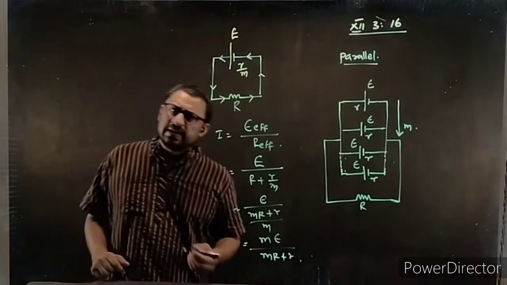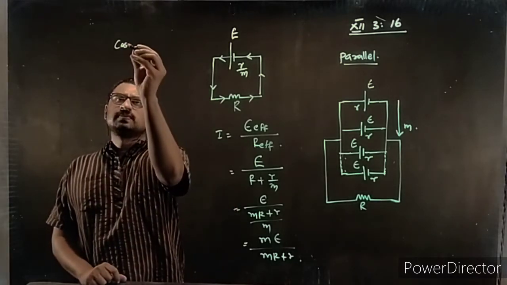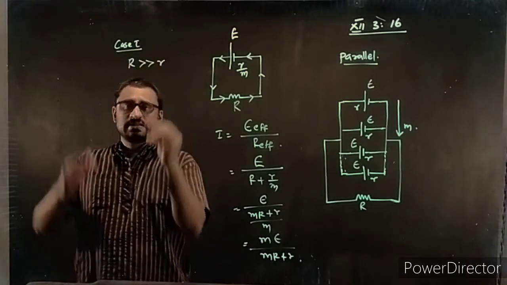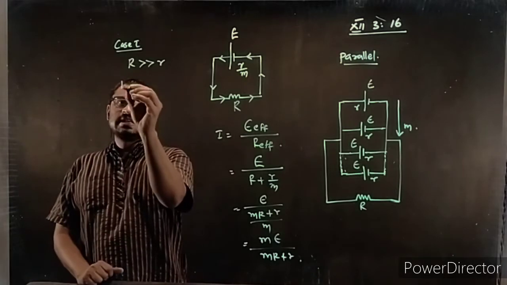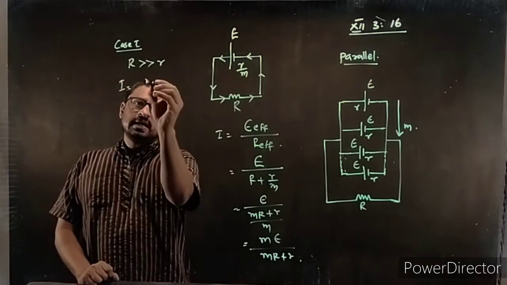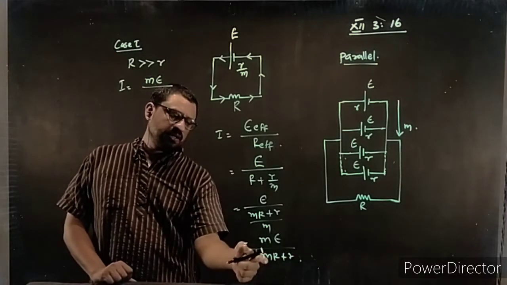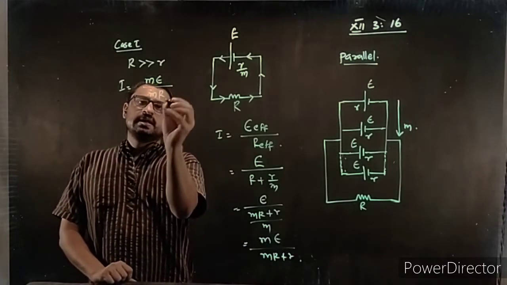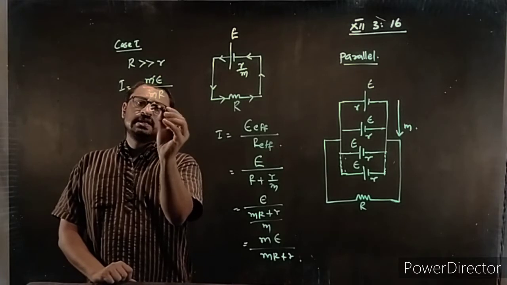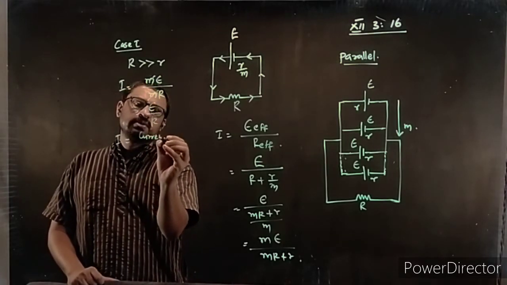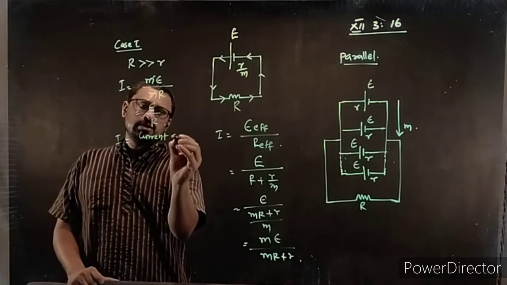Now we will discuss the various cases. Case 1 is with external resistance much greater than internal resistance. There you can say the current will be equal to ME divided by, you have to neglect this term, and keep it here. So M and M will be cancelled, E by R. So current is equal to current due to one cell only.